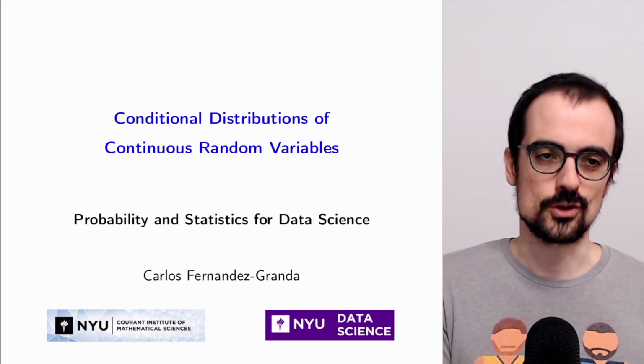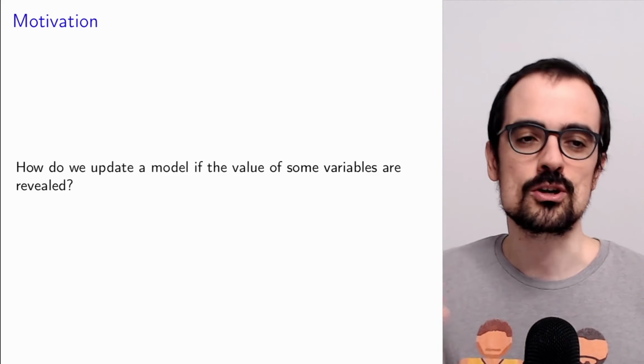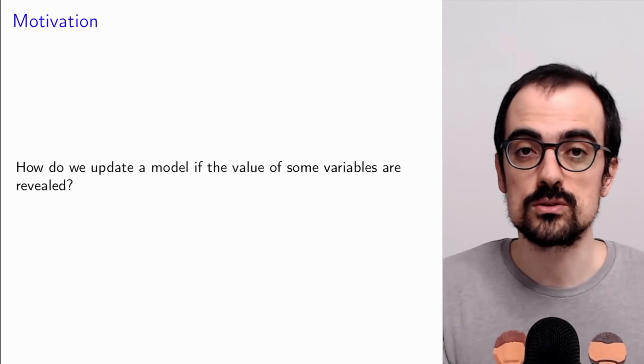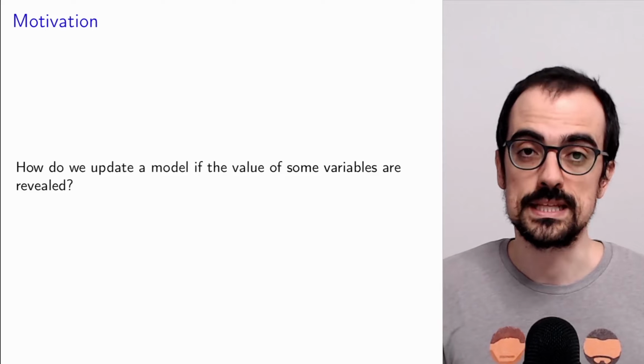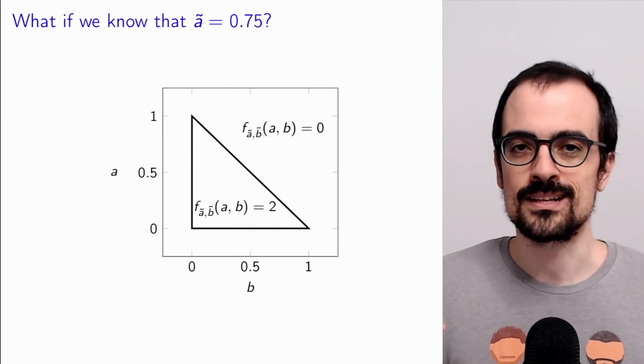So we're going to talk about conditional distributions of continuous random variables, just to make that clear. And our goal is to learn how to update models when we find out the values of some of the variables within the model. Let's take a look at an example. So here we have our triangle lake example.